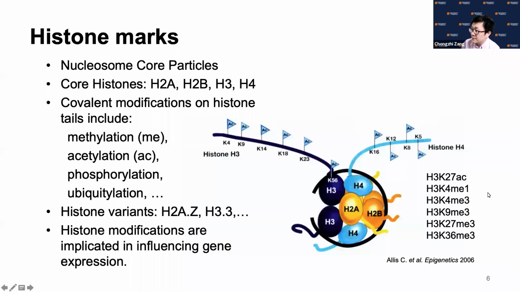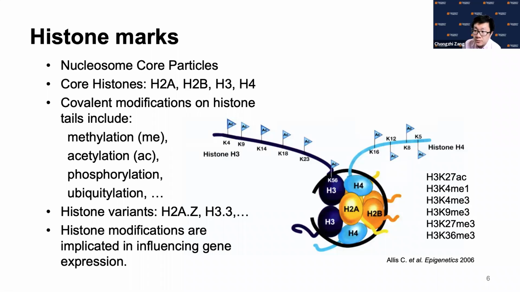Methylation can be monomethylation, dimethylation, and trimethylation, noted as me1, me2, and me3. These 6 modifications, including 1 acetylation, 1 monomethylation, and 4 trimethylations, are the ones we most commonly see. As we see, all of them occur on lysine amino acids. I'll mention that in more detail in the next few slides.